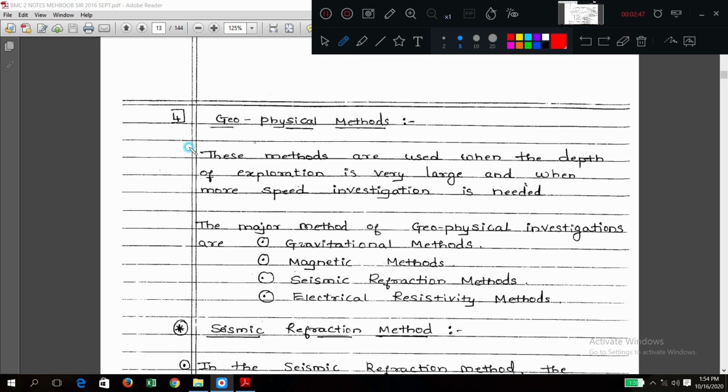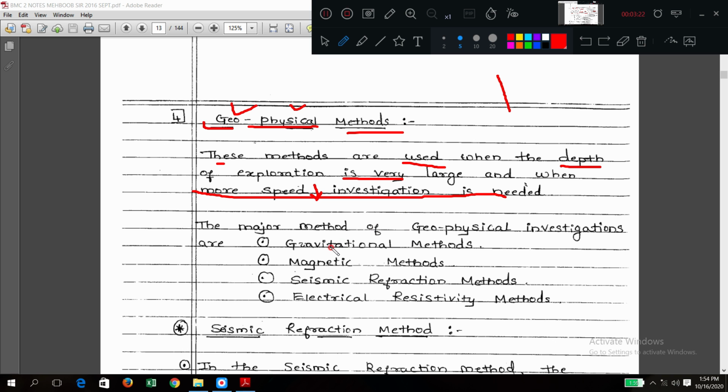In this next method, that is geophysical methods, these are called geophysical methods. These methods are used when the depth of exploration is very large and when more speed of investigation is required. When you want to have a pile foundation for a bridge, at that time you can go for this geophysical method. Or when the speed of investigation is very highly required, means you want it to be completed in a shorter time, at that time you go for geophysical methods.